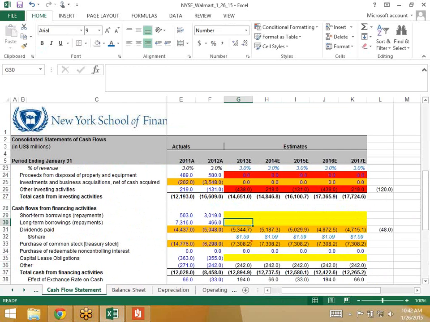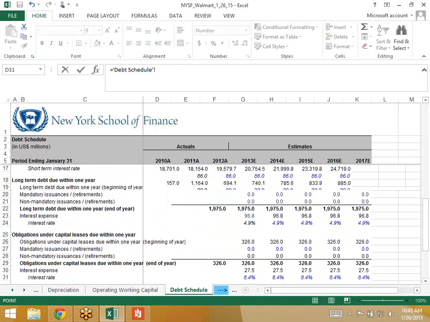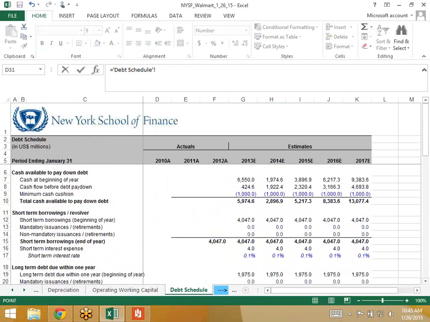So the final link in a full-scale model is that the issuances and retirements of each piece of debt should be linked into the cash flow statement. So short-term debt here needs to reflect the issuances and retirements that we might have from the debt schedule. Right? Now we have two types of issuances and retirements. We have mandatory and non-mandatory. So let's sum them together. So in other words, the short-term debt should be equal to the sum from the debt schedule of the mandatory plus non-mandatory short-term debt bonds.